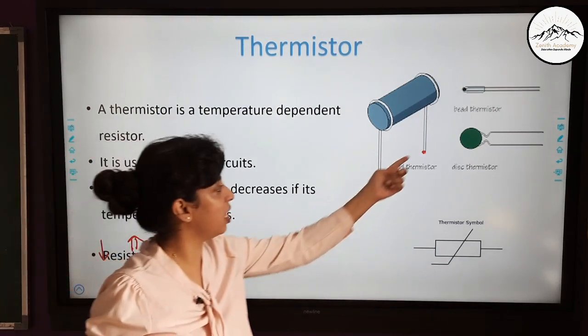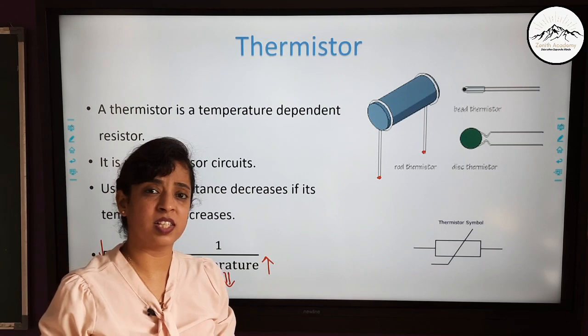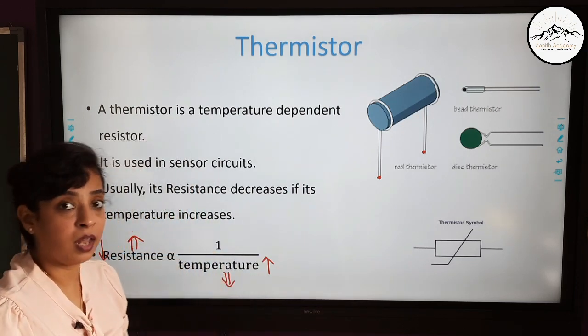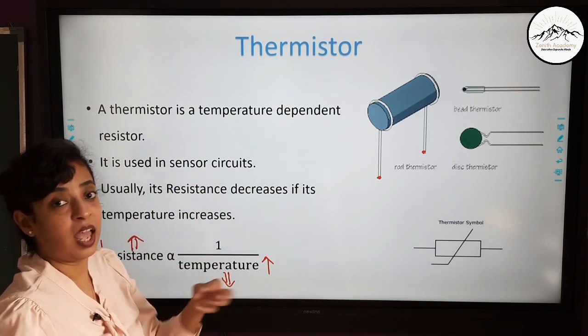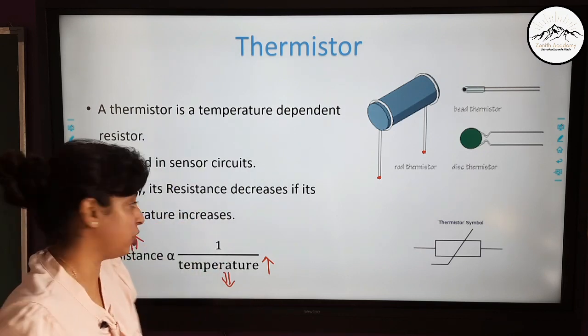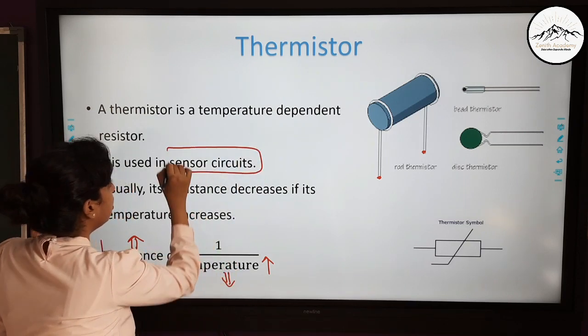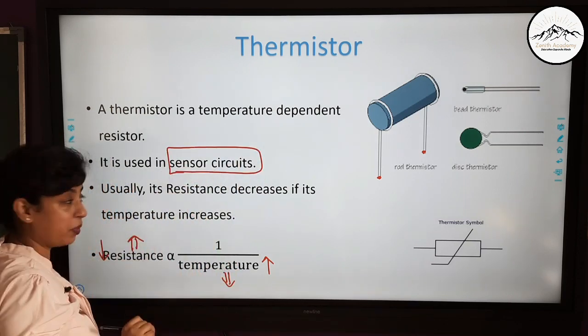So that is why these ends are connected in a circuit, and if there is a small change in temperature, the resistance changes drastically and it will affect the circuit, and we can come to know the change in temperature. That is why it is used in sensor circuits for sensing a small change in temperature.